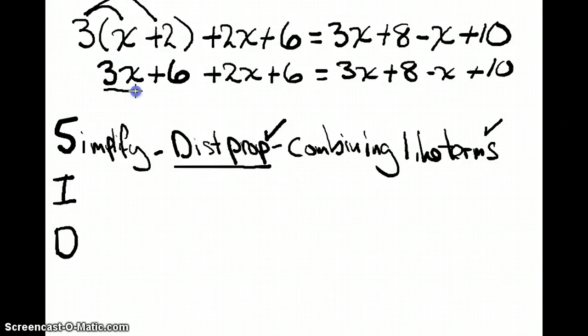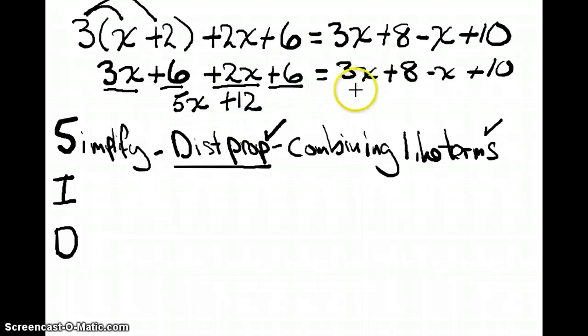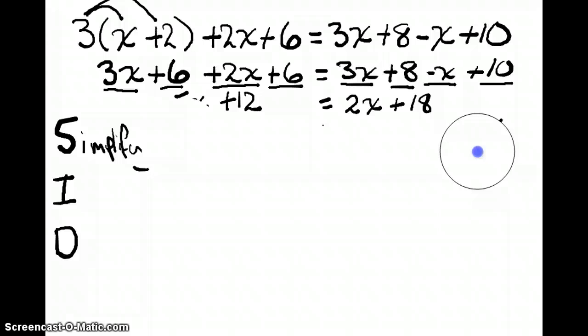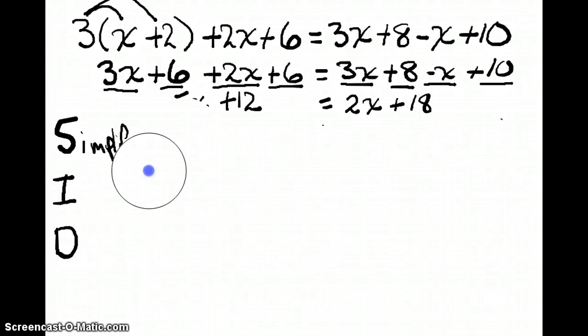So I'm underlining my 3x, I'm looking, I find another x. So I have 5x. I'm looking, I've got 6 plus 6, so that's plus 12. And now I'm looking over here, I've got 3x minus x, which gives me 2x, and I have 8 plus 10, which gives me 18. So, simplify, combining like distributive property and combining like terms.